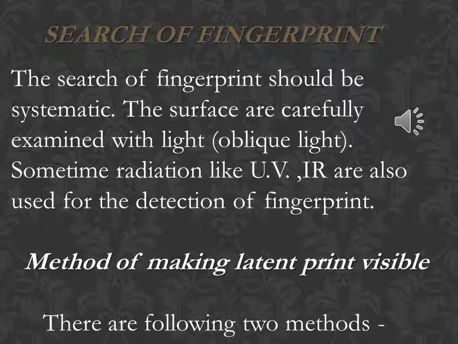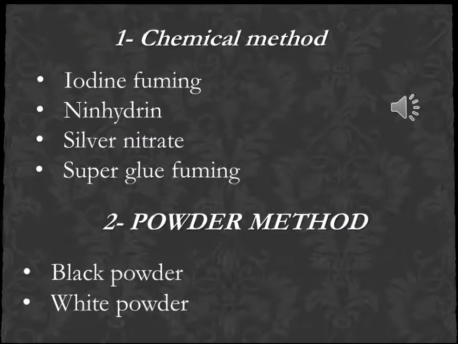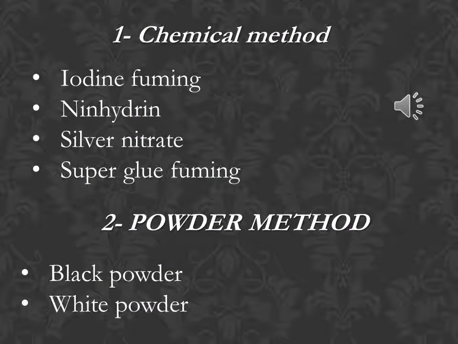Methods of making latent prints visible. There are the following 2 methods. 1. Chemical method: iodine fuming, anhydrous, silver nitrate, superglue fuming. 2. Powder method: black powder and white powder.